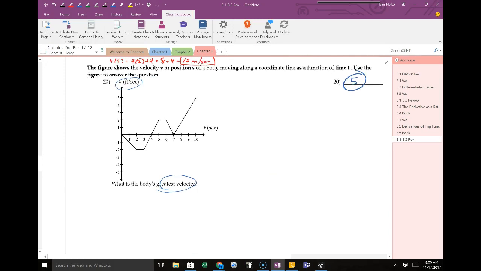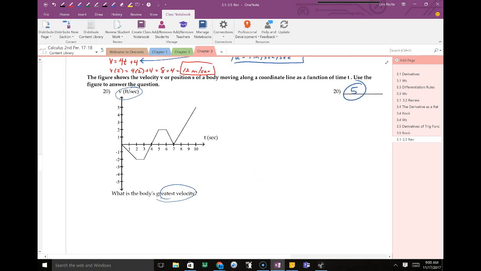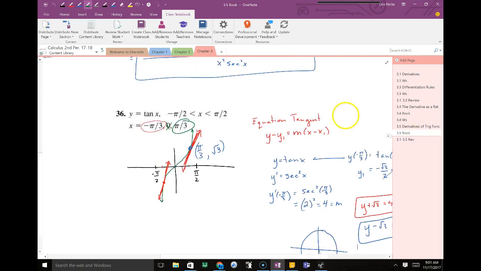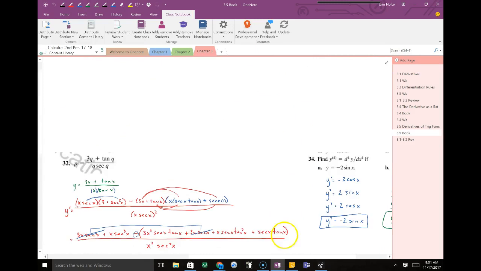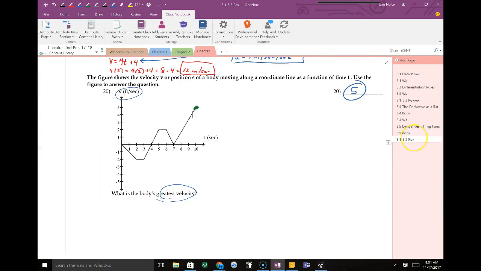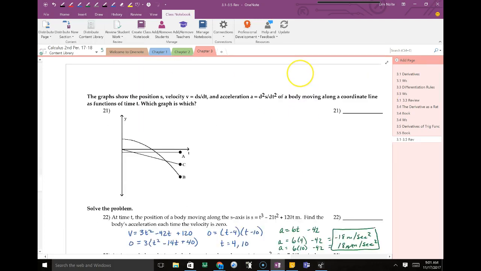Okay. For number 20, the greatest velocity is literally the furthest away, like above the x-axis. So you're looking at this point right here and you're listing the y value. So that would just be 5. Yep. Good catch. What just happened? Yeah, right. Good call. I can't disagree.